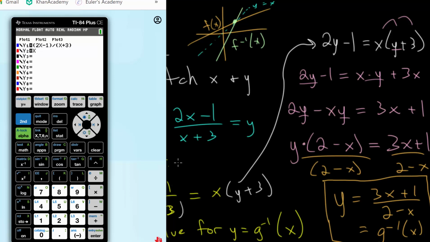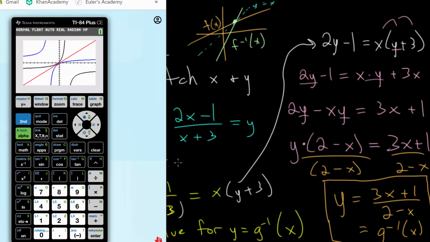And so we'll put it in parentheses for the numerator. That's 3x plus 1, close parentheses. Now we use division for our fraction. Open parentheses, 2 minus x. And hopefully it will be that mirror image. So let's graph this. And you can see the visual symmetry here, that the blue curve and the black curve are mirror images of each other across this red line, where the red line is y equals x. So this is certainly one way to check that you're on the right path.